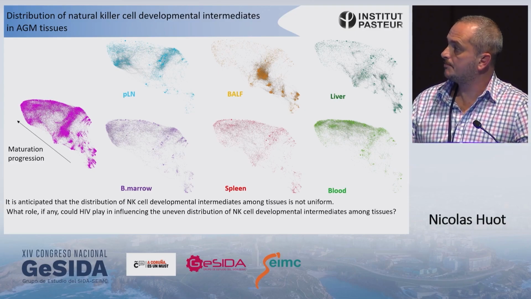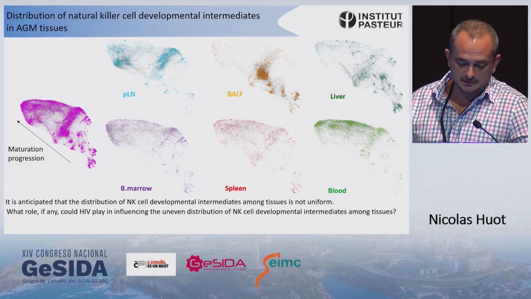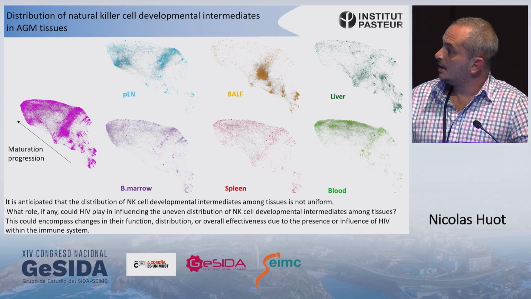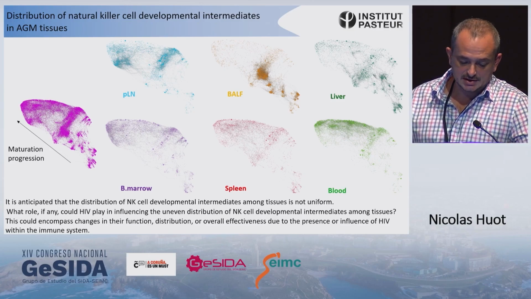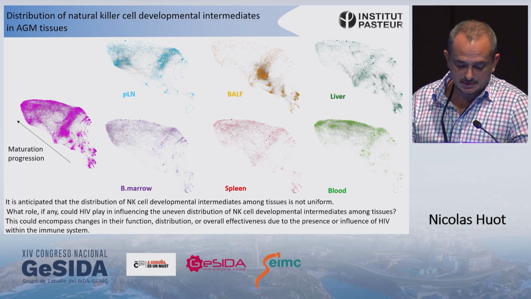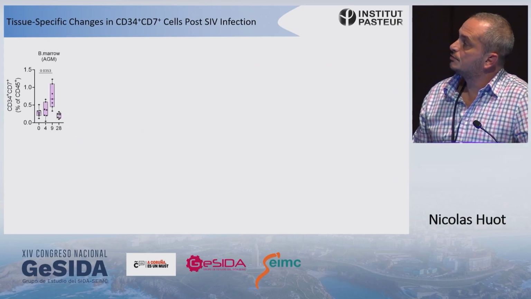So it was anticipated that the distribution of NK cell development intermediates among tissues is not uniform, as for human, in NHP. But what role, if any, could HIV play in influencing the even distribution of NK cells among tissues? This could encompass changes in their function, distribution, and overall effectiveness due to the presence or influence of HIV within the immune system.